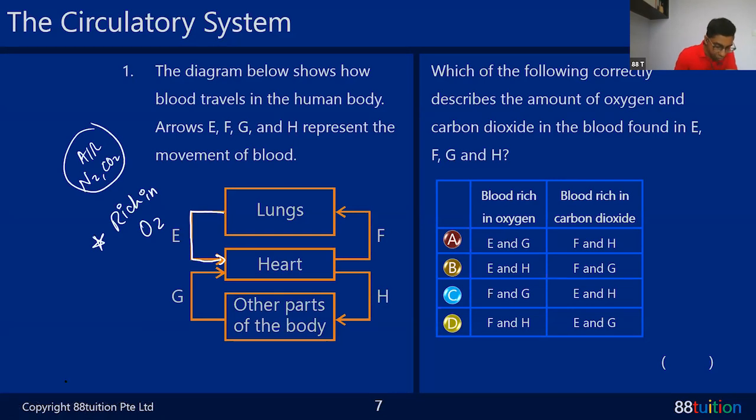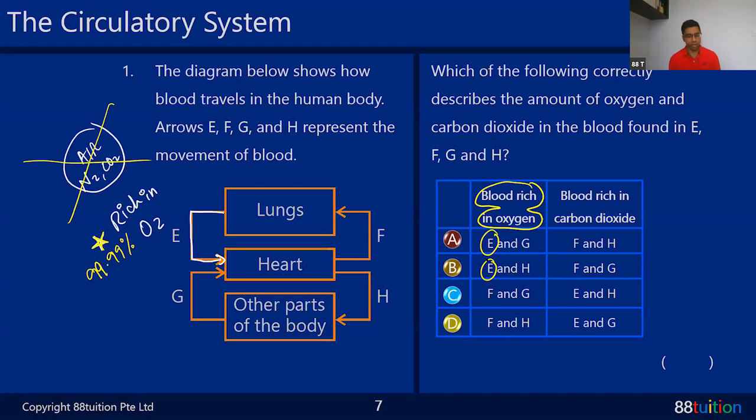Rich means full, nearly 99.9999% of the gas is oxygen. Maybe the remaining 0.001 is the other gases, where the lung maybe didn't do a good job. But the lung is the filter which tries to eliminate these other gases. So therefore E is rich in oxygen. Remember, blood rich in oxygen. Let's look at the answer. It has to be E.